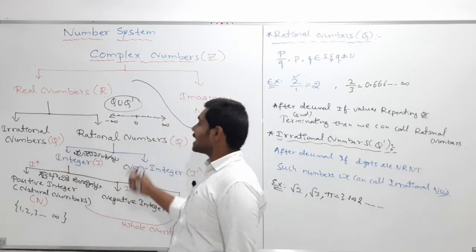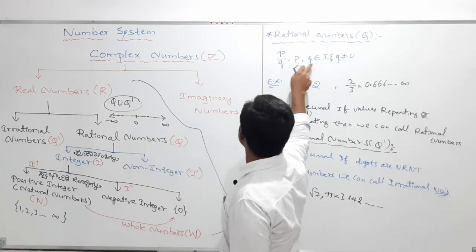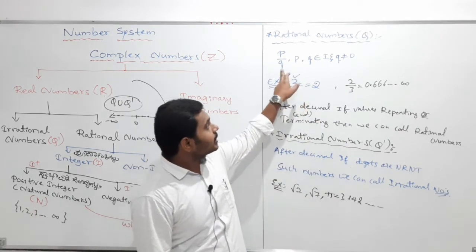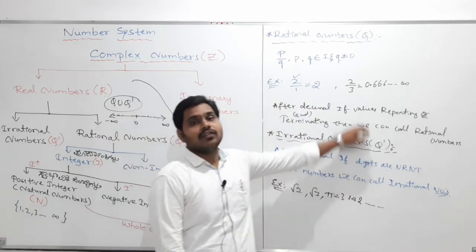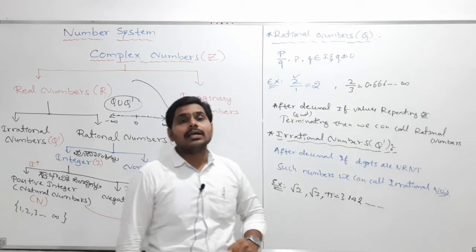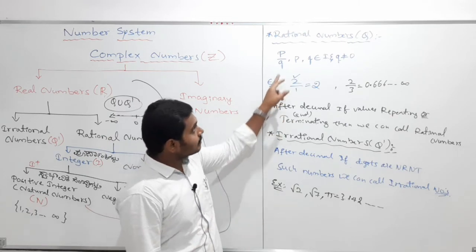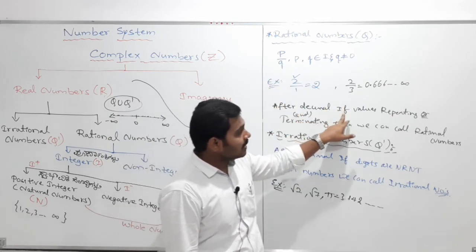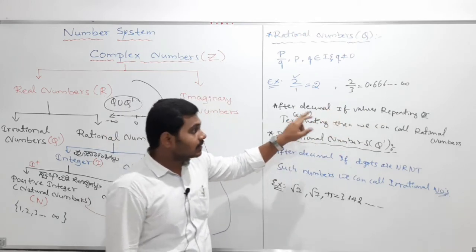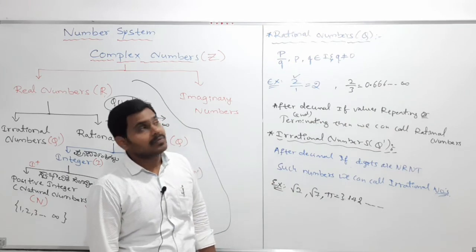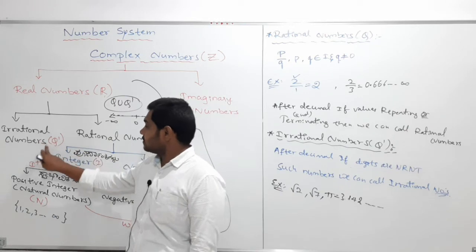And next, my dear students, rational numbers. What are rational numbers? A number of the form p by q, where p and q are integers and the denominator should not be equal to 0. Such numbers we can call rational numbers, and for rational numbers the symbol is Q. It is one definition. And another definition we should know: in the p by q form, after the decimal, if the values are repeating or terminating, then we can call it a rational number, and the symbol for rational numbers is Q, and for irrational numbers it is Q dash.